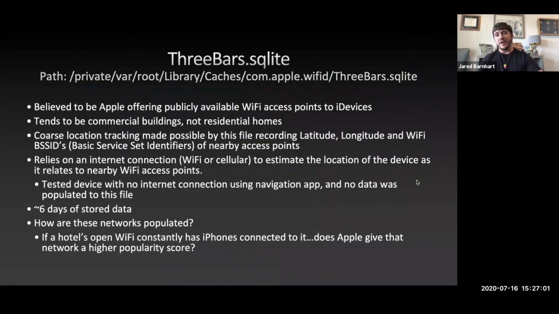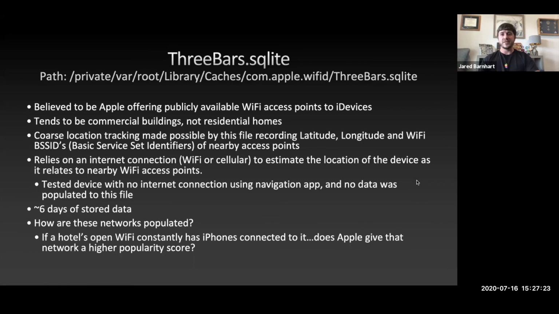So here's the path to a file called 3bars.sqlite. And it tends to be commercial, not residential. But what this file is doing is providing the geocoordinates and BSSIDs for wireless access points roughly where your phone is.